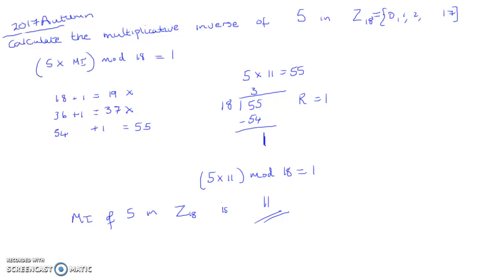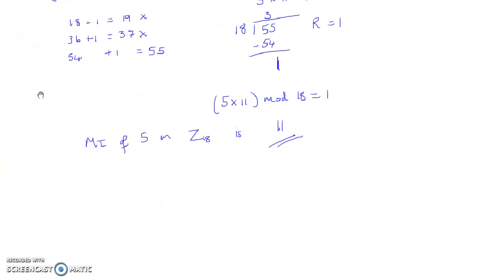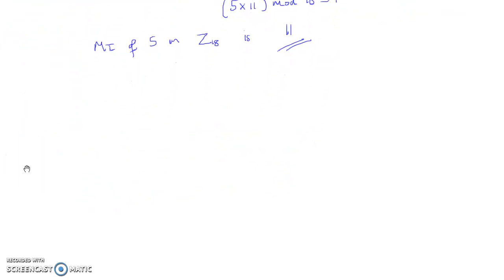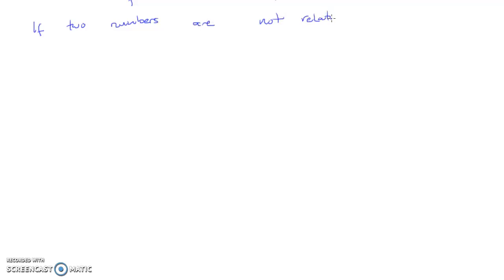Right then, let's try another type of question, where he looks for the greatest common divisor of two numbers. Now, if the greatest common divisor of two numbers is 1, that means 1 is the only number that will divide into them, then they're prime to each other, i.e. relatively prime, so they can have a multiplicative inverse. If two numbers are not relatively prime, that means that they have a greatest common divisor that is greater than 1.